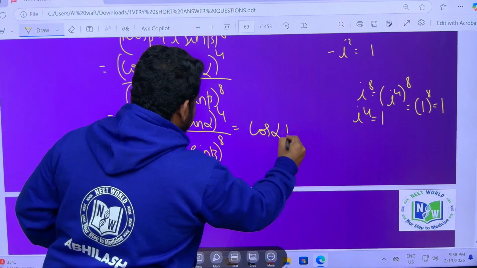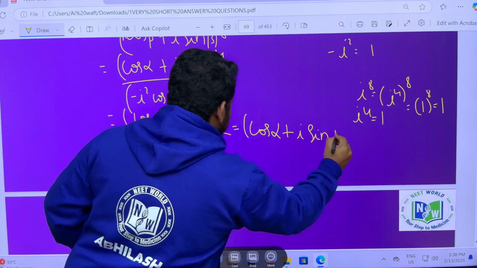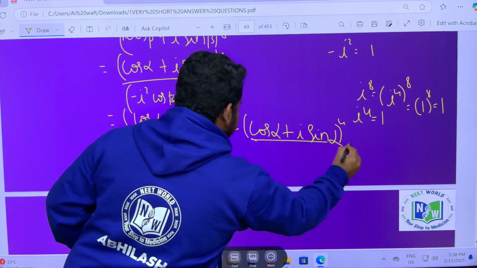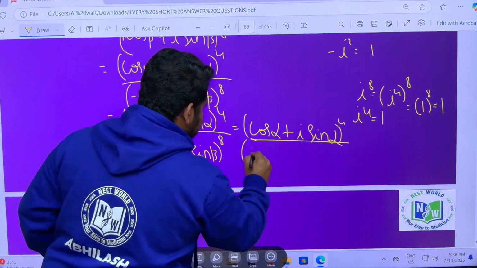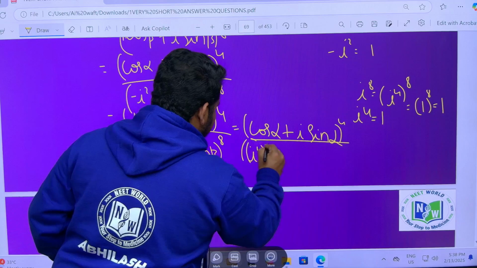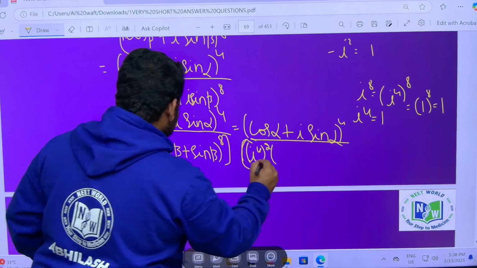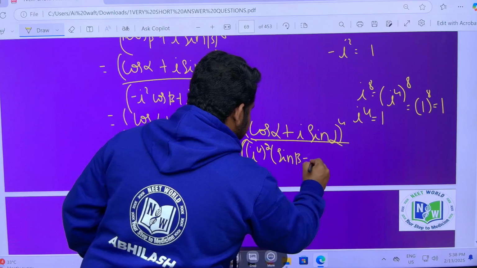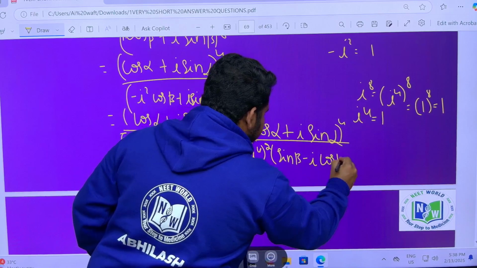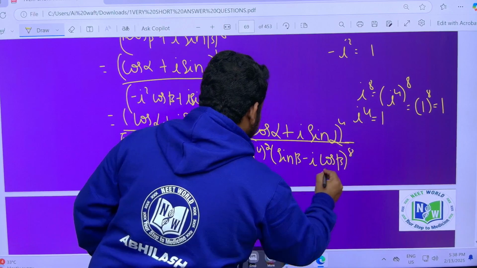So (cos alpha plus i sin alpha) to the power of 4 divided by i to the power of 8, where i to the power of 8 I can write as (i to the power of 4) to the power of 2, into (sin beta minus i cos beta) to the power of 8.